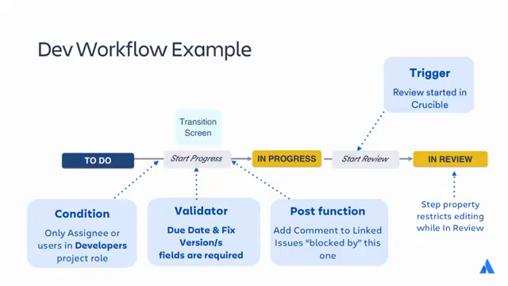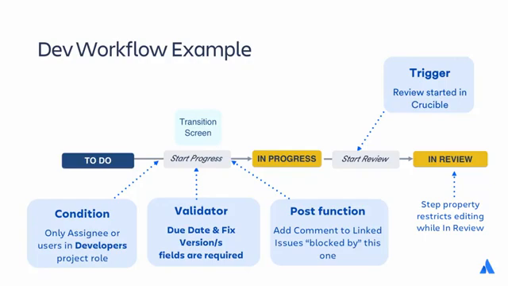Let's first review all of the elements. This diagram shows a portion of a dev workflow, where we see three statuses: to do, in progress, and in review. We also see various parts of transitions. There is a transition called start progress from to do to in progress. There's a condition on this transition that only the assignee or users in the developer's role can see and click it. Once it's clicked, there's a transition screen presented to the user, and a validator ensures that the due date and fixed version fields contain a value.